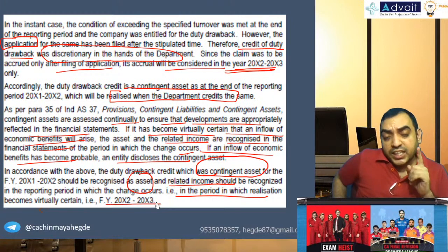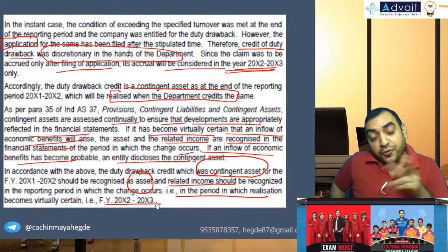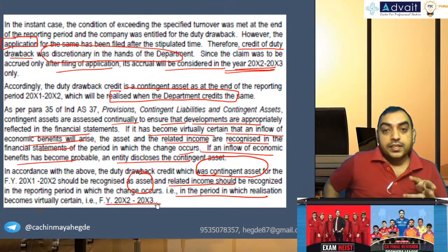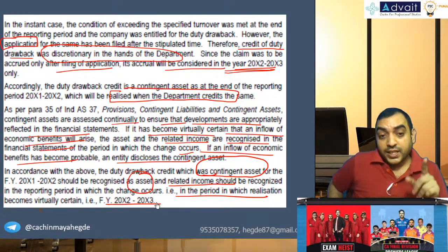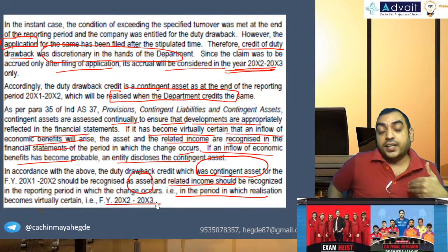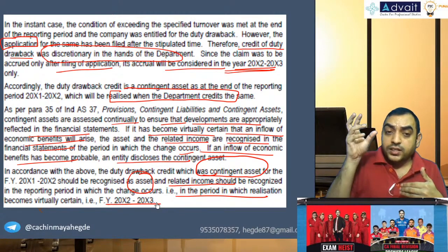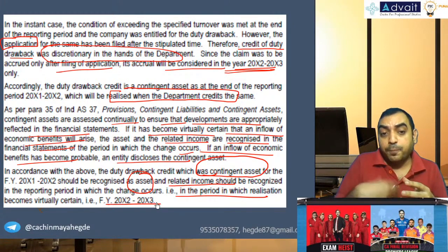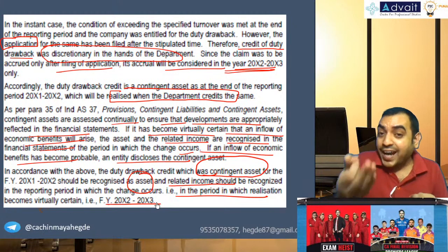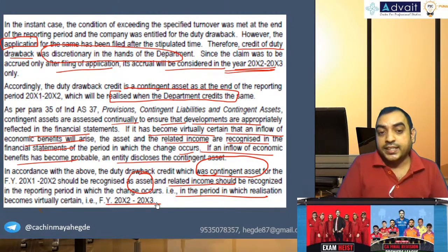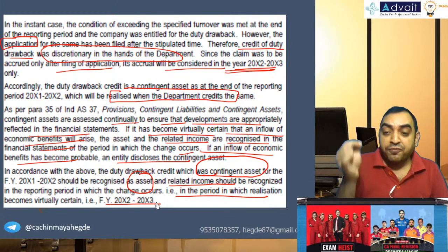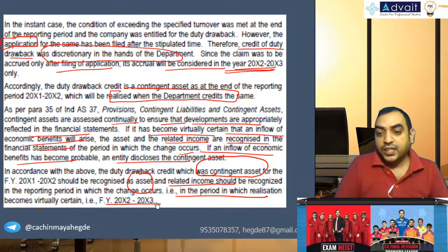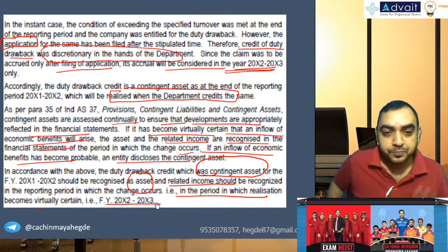Just one question on this. If the application was filed before the year end, then what would have been the answer? If the application was filed before the year end, and the government approved it later, but you filed the application for approval before itself, within the 15 days, you had every right to receive. It is not a contingent asset then. Hope you're getting the point. If they have filed it earlier, it is an asset. Virtually certain asset, yes. You got the point? Very nice.